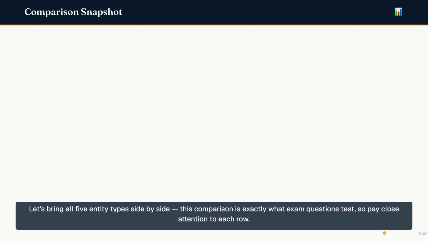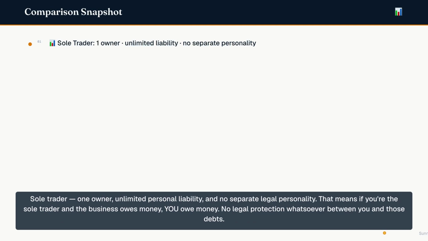Let's bring all 5 entity types side by side. This comparison is exactly what exam questions test, so pay close attention to each row. Sole trader, one owner, unlimited personal liability, and no separate legal personality. That means if you're the sole trader and the business owes money, you owe money. No legal protection whatsoever between you and those debts.